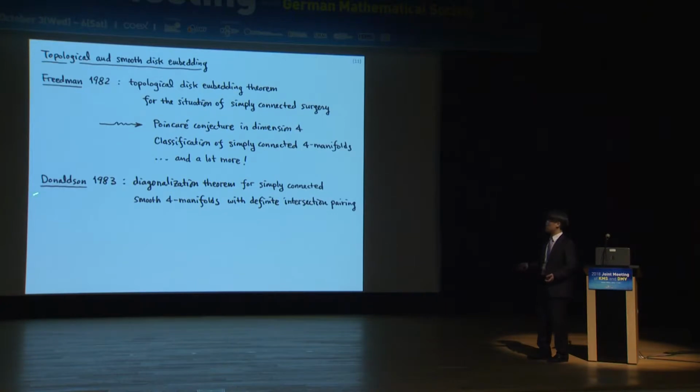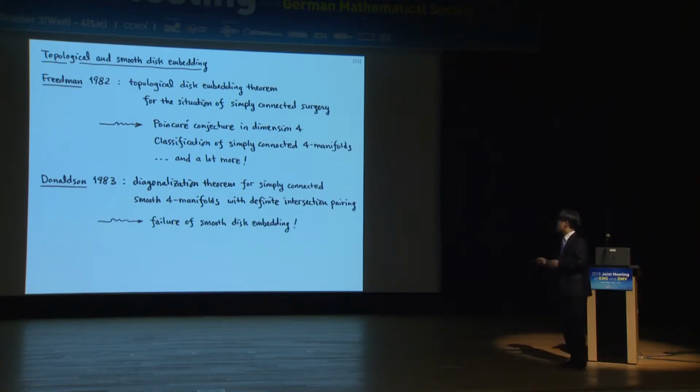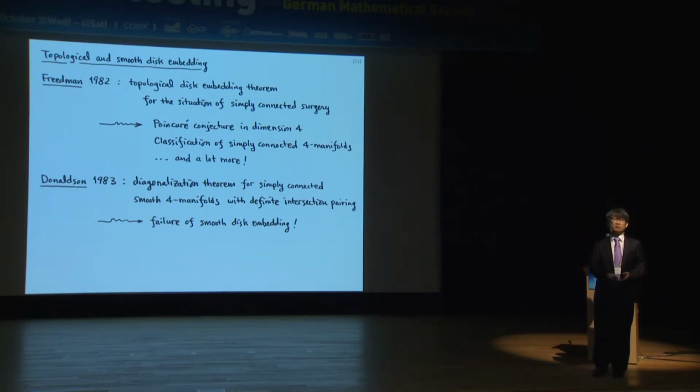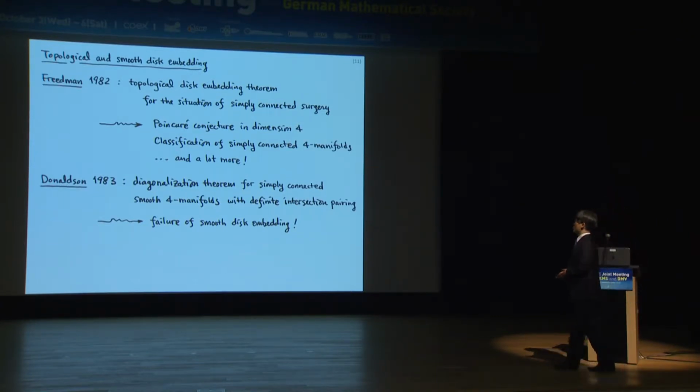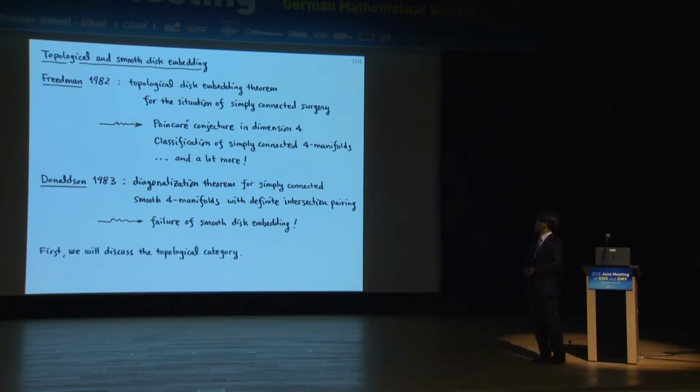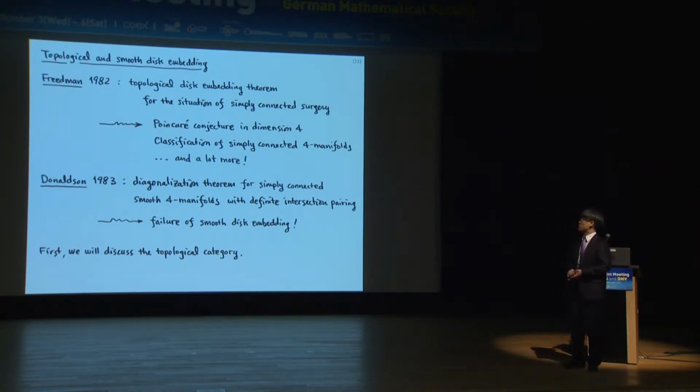On the other hand, Donaldson proved his famous diagonalization theorem for simply connected smooth four-manifolds with definite intersection form, and this indirectly tells us that disk embedding fails in the smooth case even when the precise analogs are true in the topological case. So we have the difference between the categories. So let me first discuss the topological category and then come back to the smooth category.